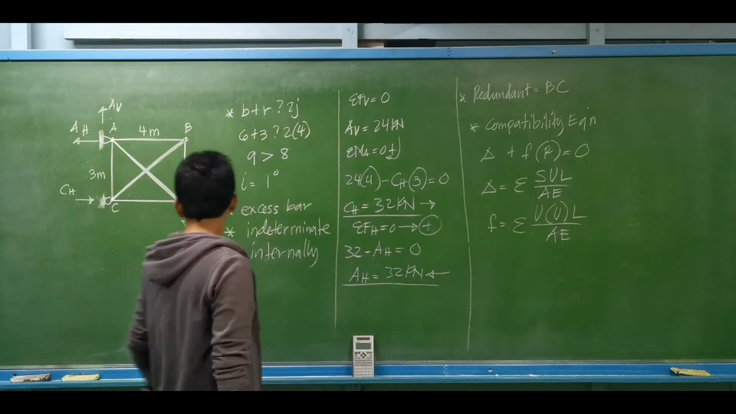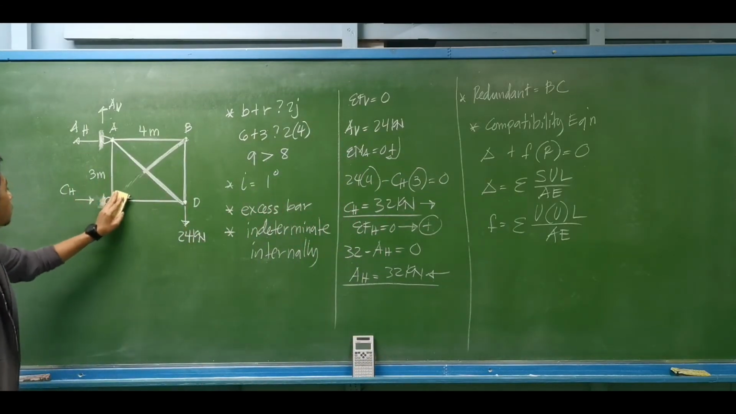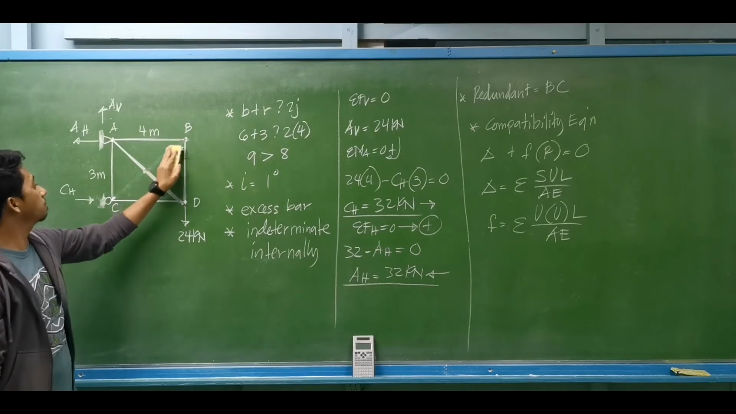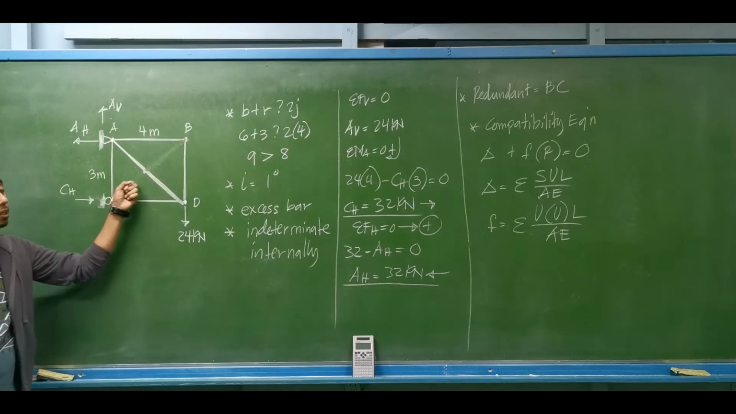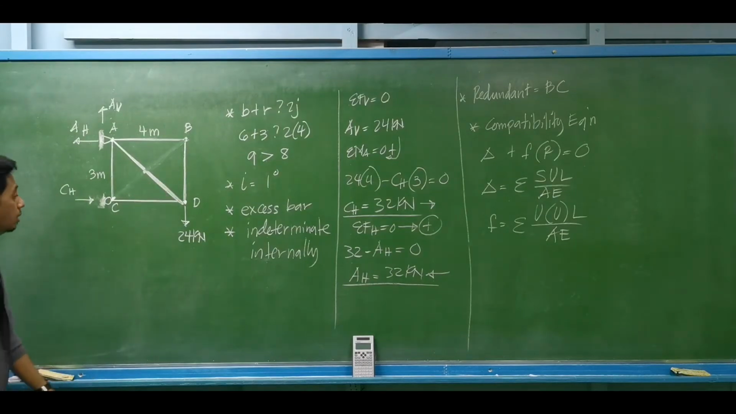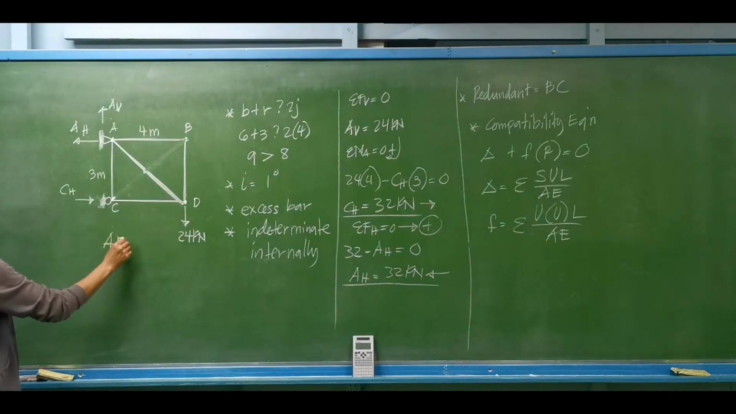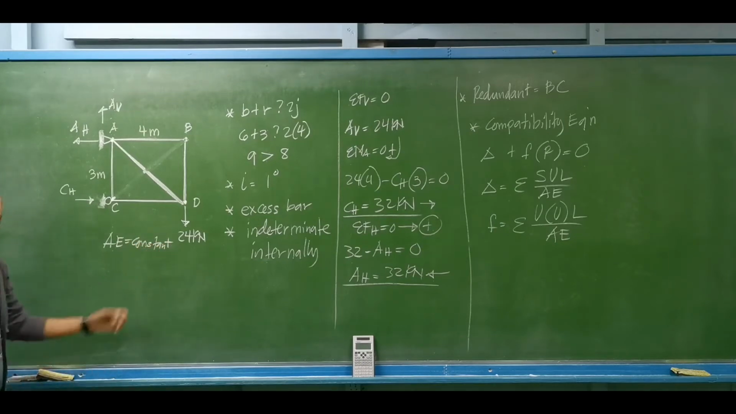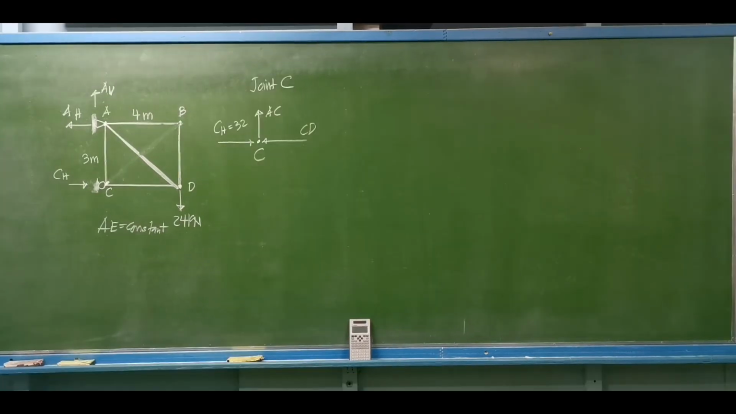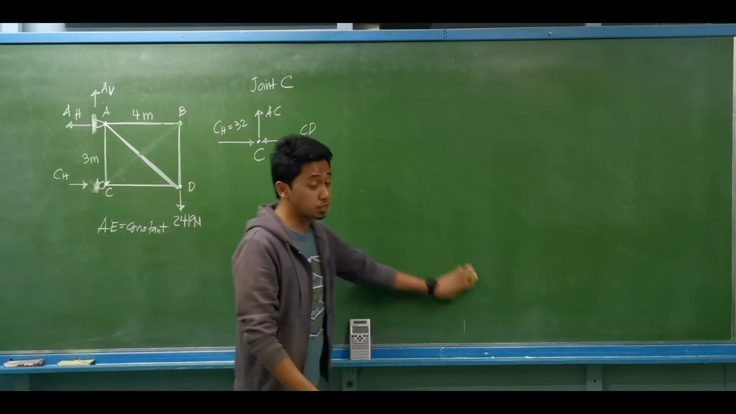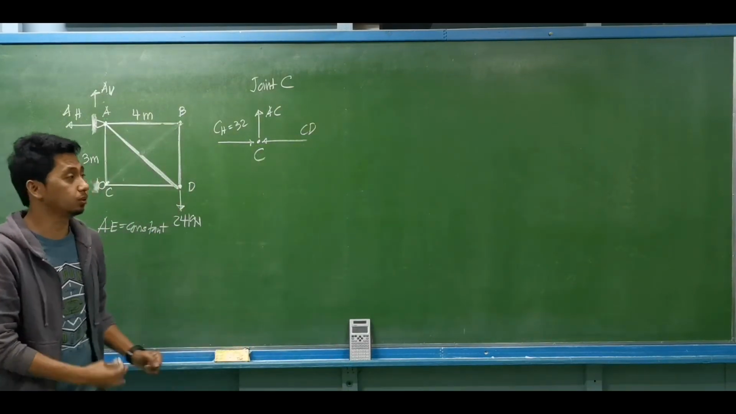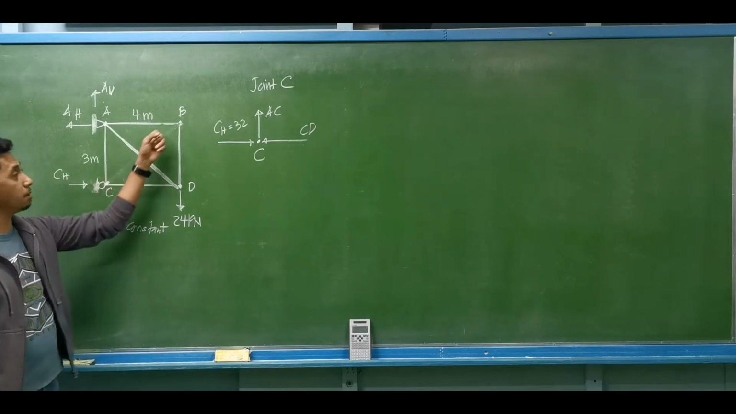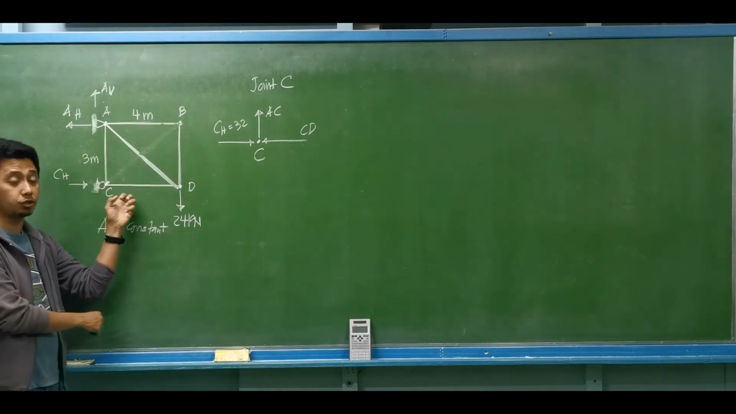If we now remove member BC, that makes this truss a determinate truss. So it is already determinate. We assume that AE is constant. Let us compute the axial forces for all the members due to the real loads. But again, we remove member BC to make this truss determinate.